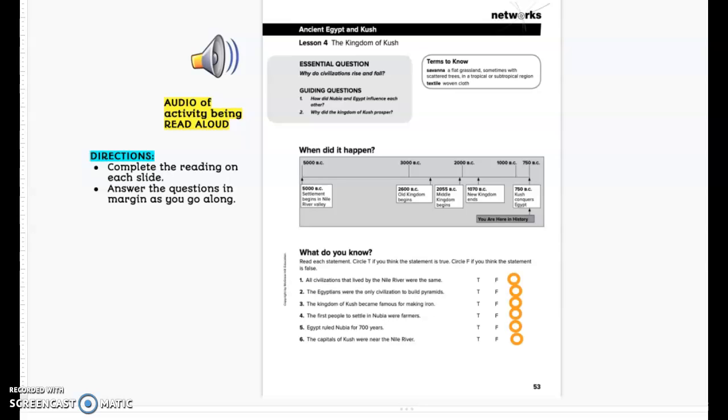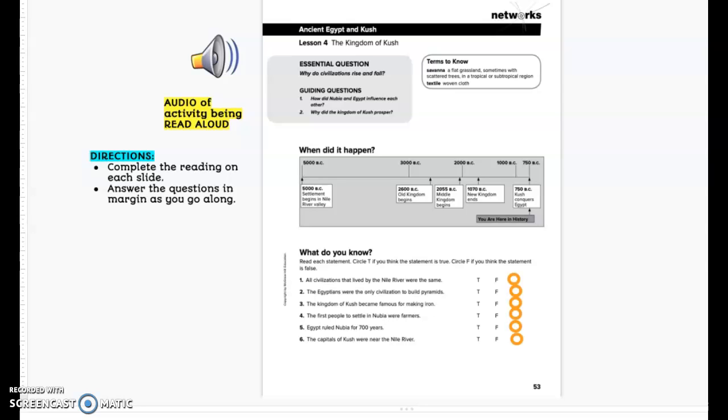Lesson 4, the Kingdom of Kush. Essential question: why do civilizations rise and fall? Guiding questions: how did Nubia and Egypt influence each other? Number 2, why did the Kingdom of Kush prosper?